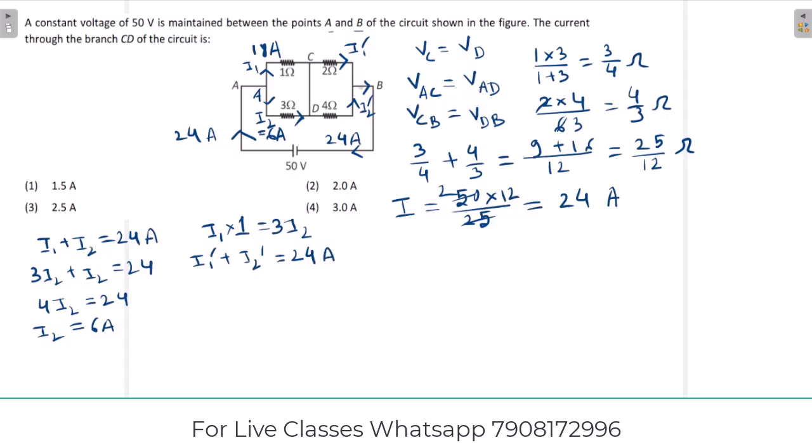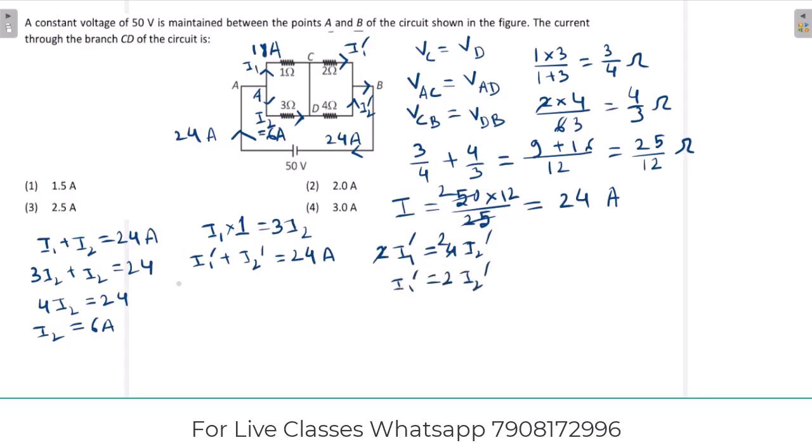Now calculate the potential difference between C and B. So the potential difference between C and B is current into resistance. So current is I1 dash and resistance is 2. So 2 I1 dash is equal to the potential difference between D and B, because C and D points are at the same potential. So the potential differences CB and DB are the same. So the potential difference DB, that is current into resistance, is 4 I2 dash. Now 2 cancels, that is 2 into 2 is 4. So I1 dash is equal to 2 I2 dash.